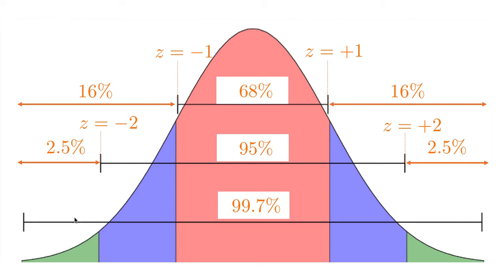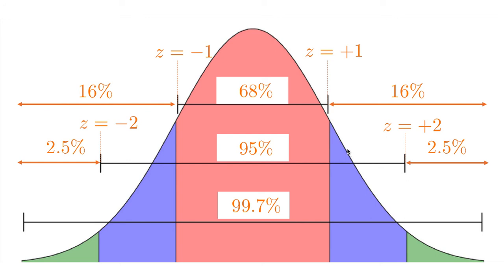And then, I didn't write it on here, but 99.7 is between here and here. That leaves 0.3% on either side. So there's only like 0.15% of the data right here and 0.15% of the data over here. But that's how you would approach a problem like this.